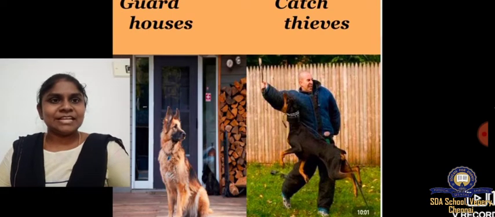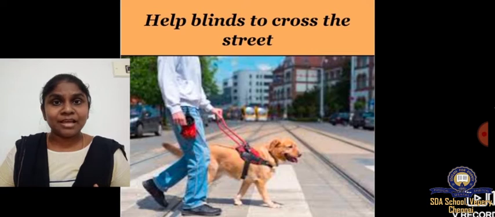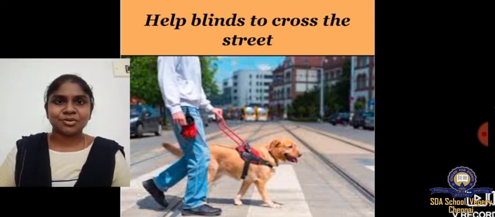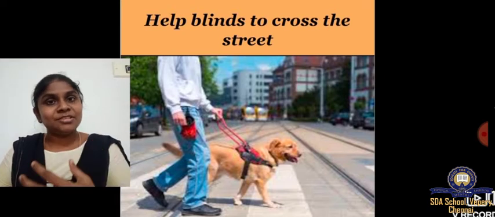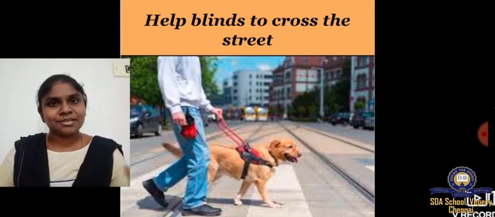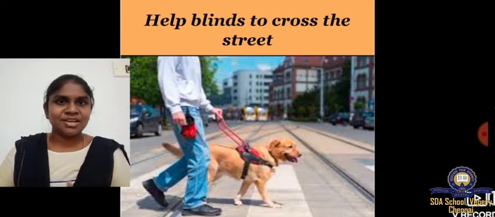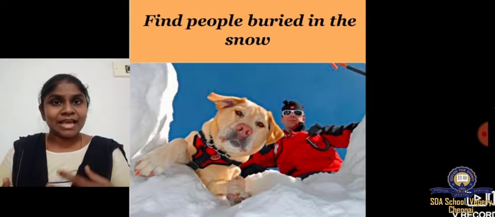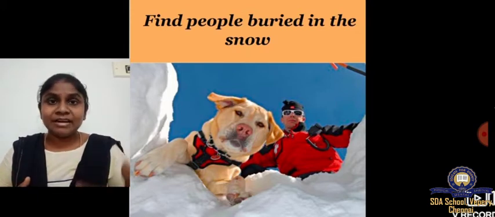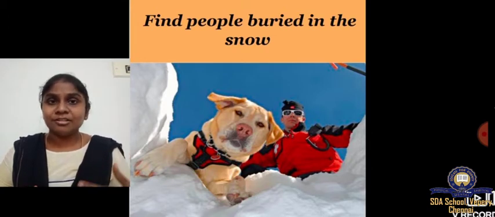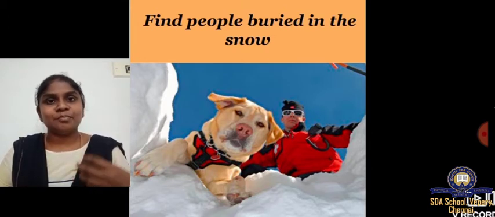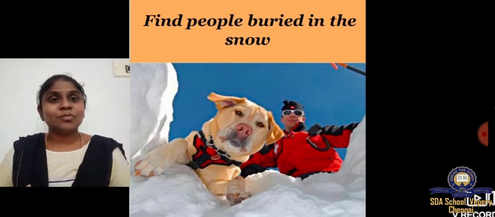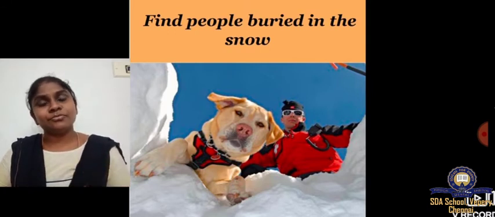Next, dogs help blind people to cross the roads and the street. The next thing, in snowy areas, the dogs help to find the people who are buried under the snow. They help to find the people. This is the way dogs are useful for us.